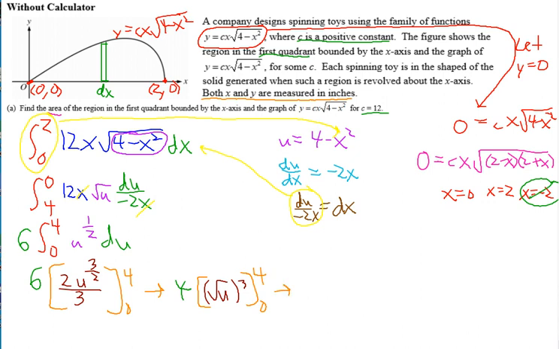So then we've got 4. And then when you substitute in 4, you get the square root of 4 cubed, minus when you substitute in 0, it's 0. Square root of 4 is 2. 2 cubed is 8. 8 times 4 gives you 32. And remember, this was area, which is 2-dimensional. And they tell you the units are inches for both x and y, so this would be 32 inches squared if c was 12.